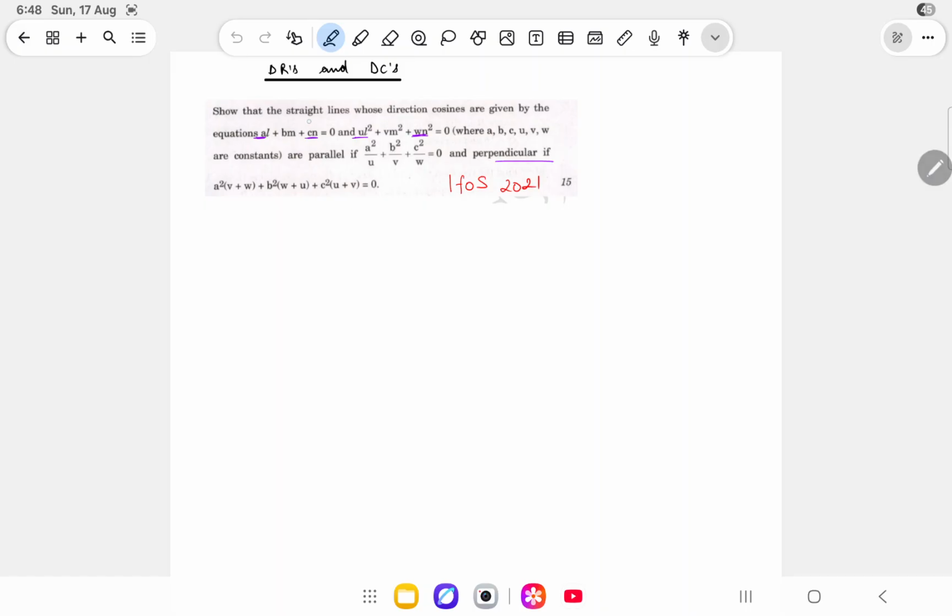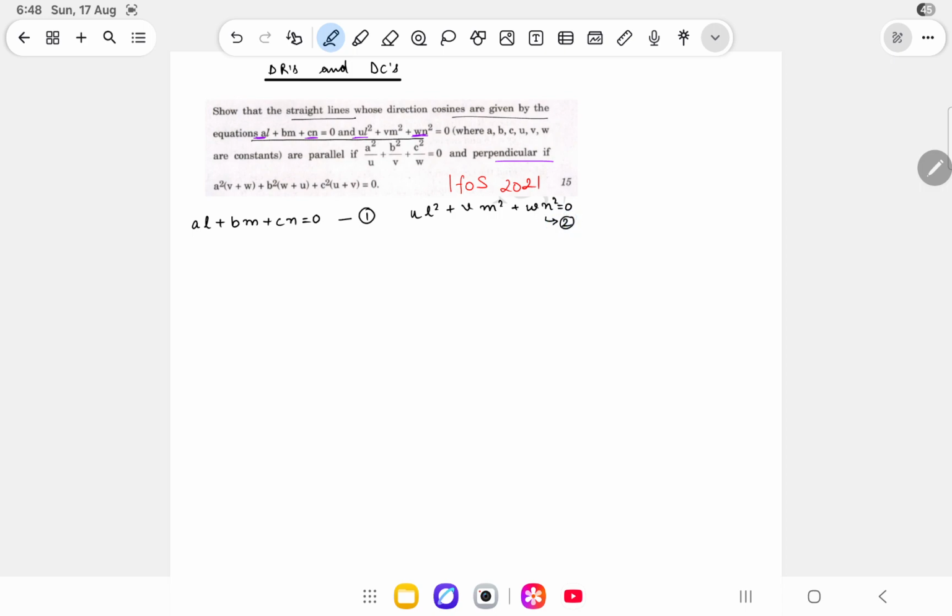The question says that there are straight lines whose direction cosines are given to us in this ratio: AL plus BM plus CN equals 0, and UL square plus VM square plus WN square equals 0. So they have given us AL plus BM plus CN equals 0. Let us name this equation 1. And the second equation is UL square plus VM square plus WN square equals 0. Let's name it equation 2.